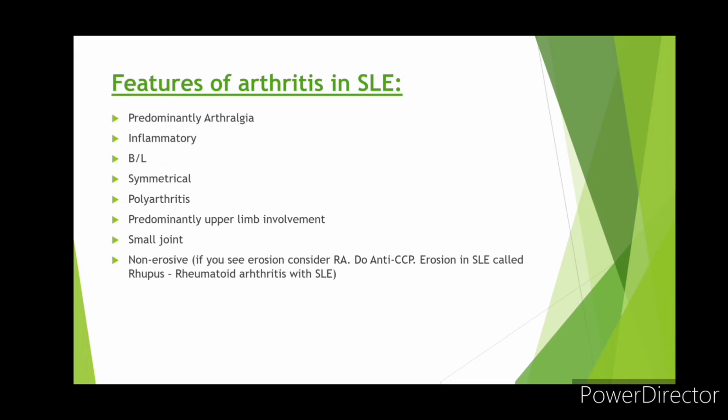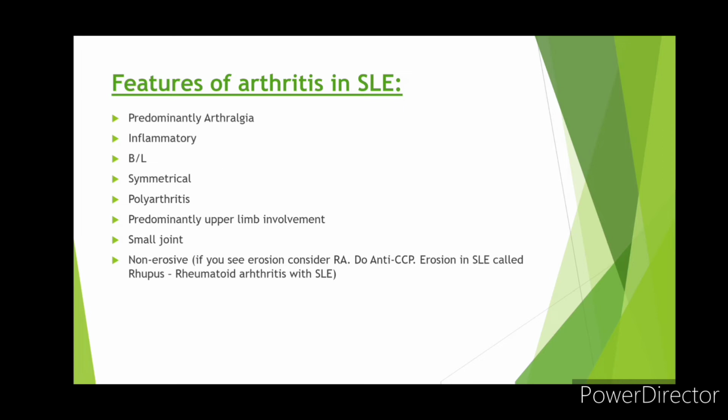If you see erosion in SLE, it is called rupus, rheumatoid arthritis with SLE, and you have to carry out one investigation, and that is anti-CCP. You have to look for anti-CCP. So SLE arthritis is usually non-erosive. If you see erosion, you have to carry out anti-CCP, and it will be called rupus, rheumatoid arthritis with SLE.